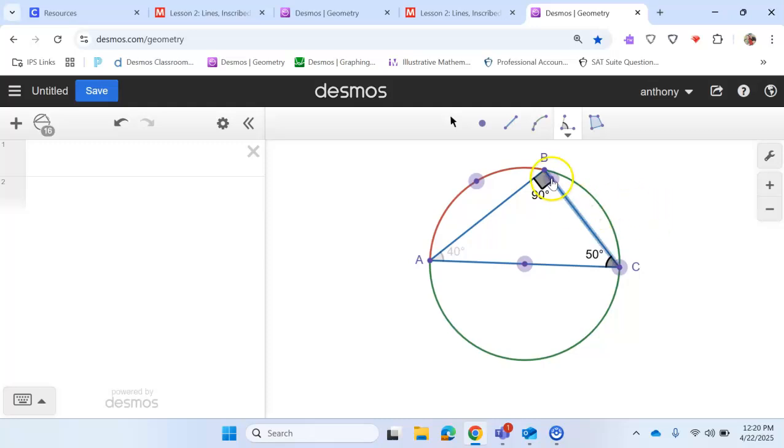And so I know that this central angle right here is going to be double 50, which is 100.